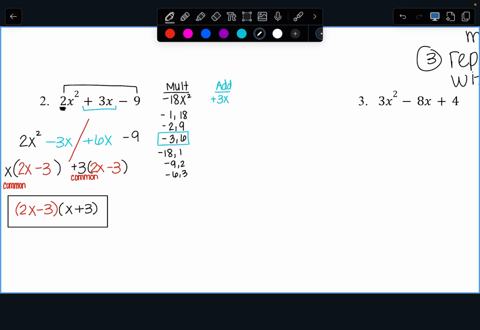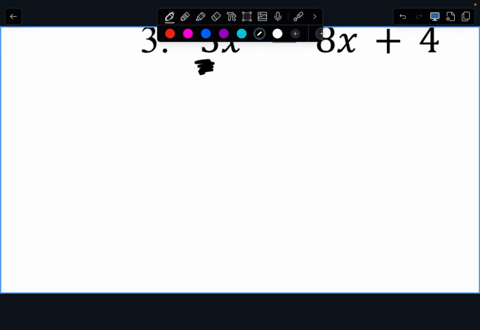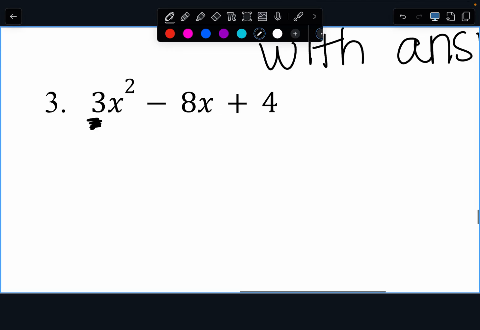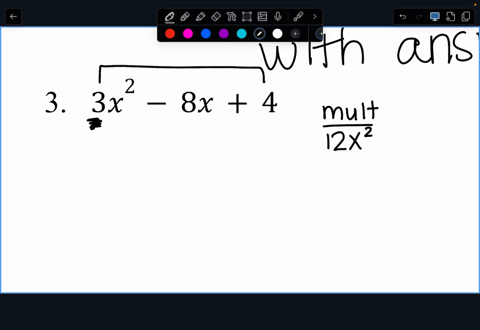Let's try again. For number 3, starting the same way we did before. Because there's a number in front of x squared, we have to multiply our first and last term together. We're looking for two things that multiply to get 12x to the second and add to get negative 8x.